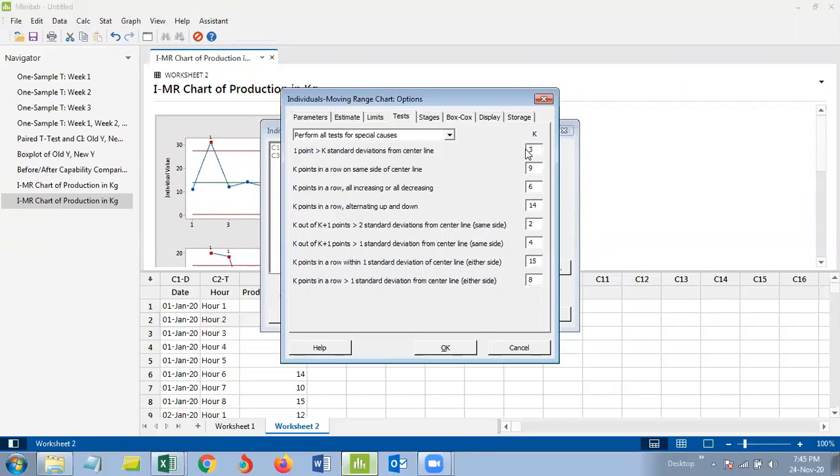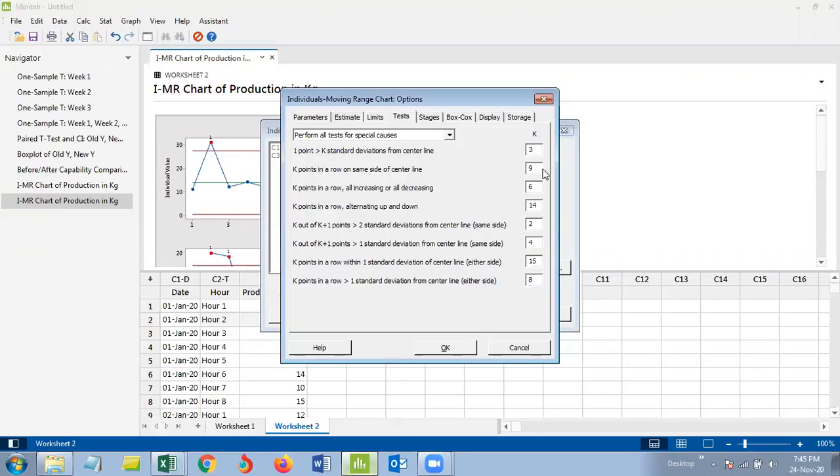Let me just read this out so that we understand the basic meaning. We don't have to remember this, but yes, these are standard. The first rule: one point more than k, which is 3. So if any point crosses the third standard deviation, upper limit or lower limit, highlight it as a red dot, as a special cause. That we understand. It's already there.